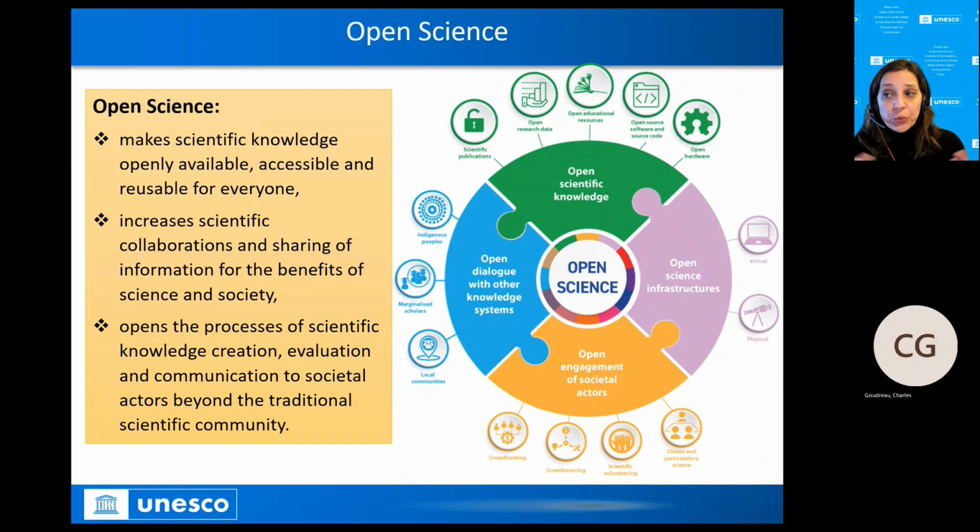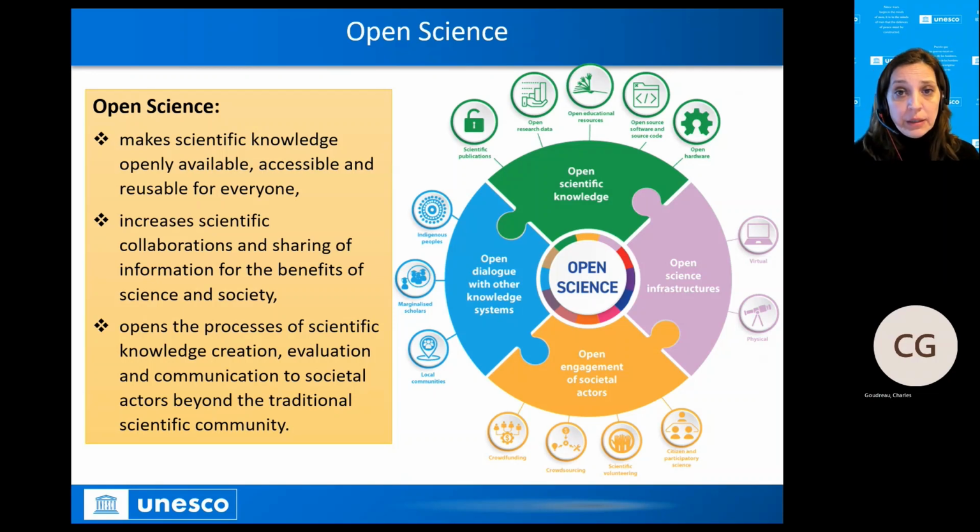So just very briefly on how open science is defined in the recommendation. It is defined as an ensemble of different movements that make scientific knowledge openly available, accessible, and reusable for everyone, that increase scientific collaboration and sharing of information, and that open the process of scientific knowledge creation, evaluation, and communication to societal actors beyond the traditional scientific community. So we are talking about opening science to scientists, but also opening science to society.